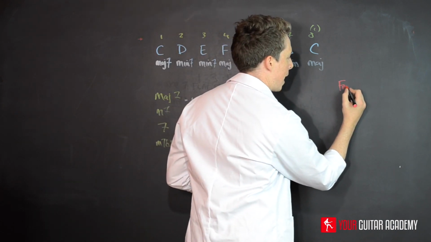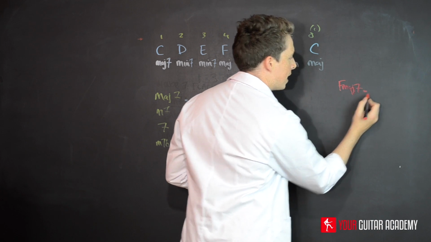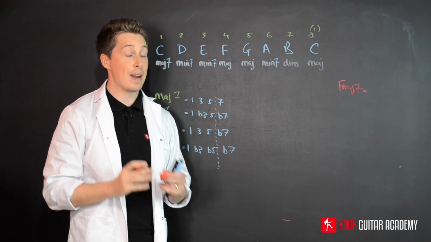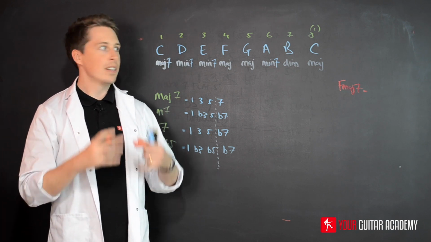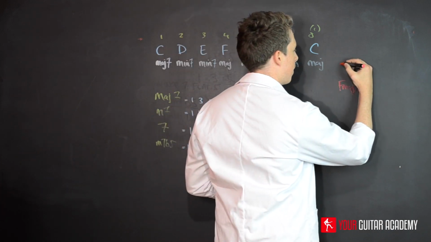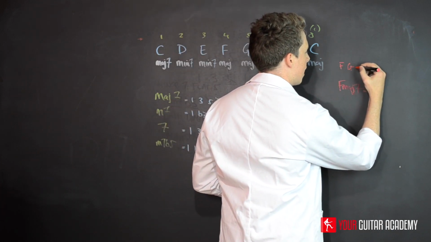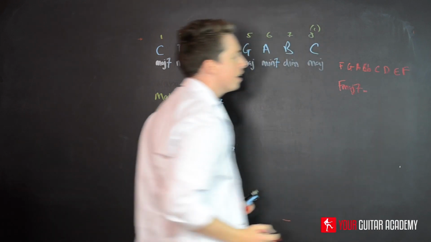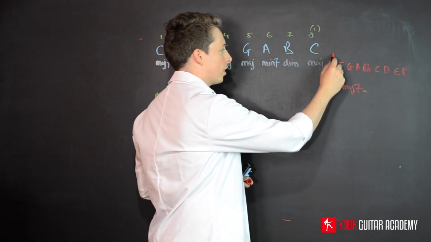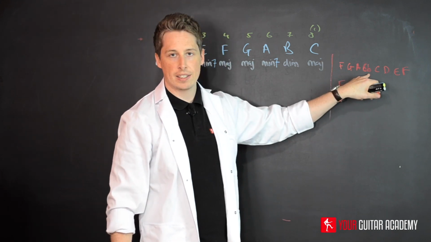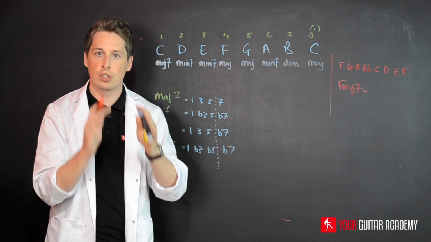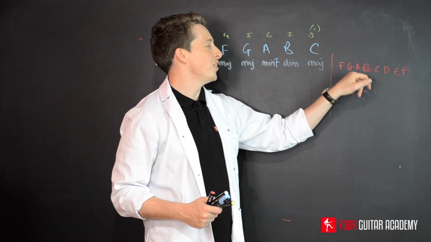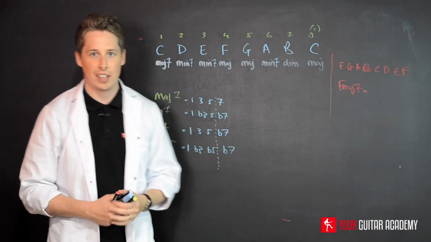So F maj 7. If I need to work this out fast, I've got to roughly know my F major scale in my head. The F major scale, I'm just going to do it really quickly for you above here, is F, G, A, B flat, C, D, E, and F. That's your F major scale. So the F major scale has got a B flat in it. And if you had to do that slowly because you didn't know that, you do the same as we've done every single time: tone, tone, semitone, tone, tone, tone, semitone to find that scale.